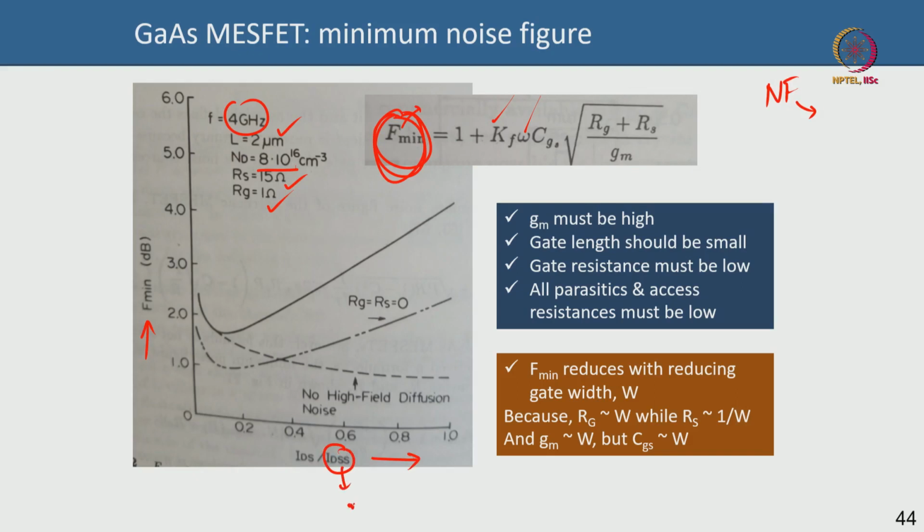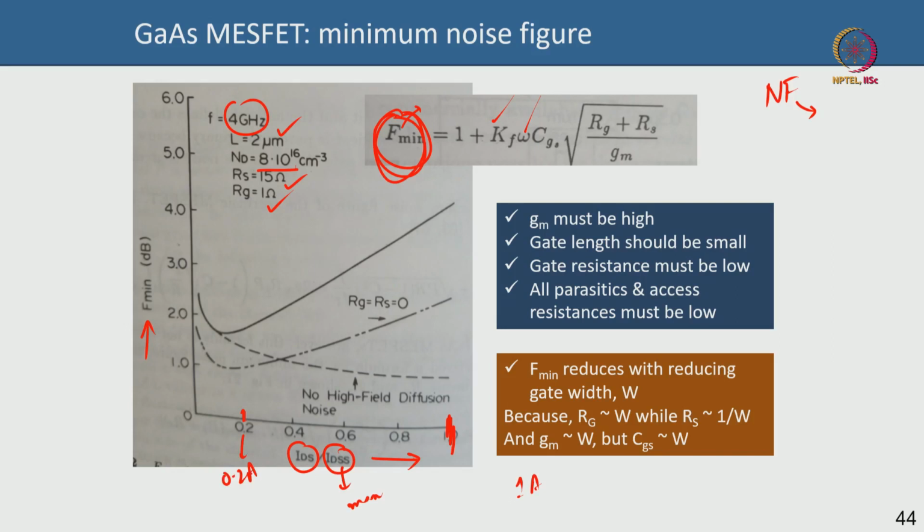IDSS is the maximum drain current you can get, IDS is what you are biasing at. So at 1 it means you are operating at the maximum drain current that you have. At 0.2 you are at 20% of the maximum current. So if the maximum current is 1 amp, you are biasing it at 0.2 amp of the drain current, you are allowing a drain current of 0.2 amp.